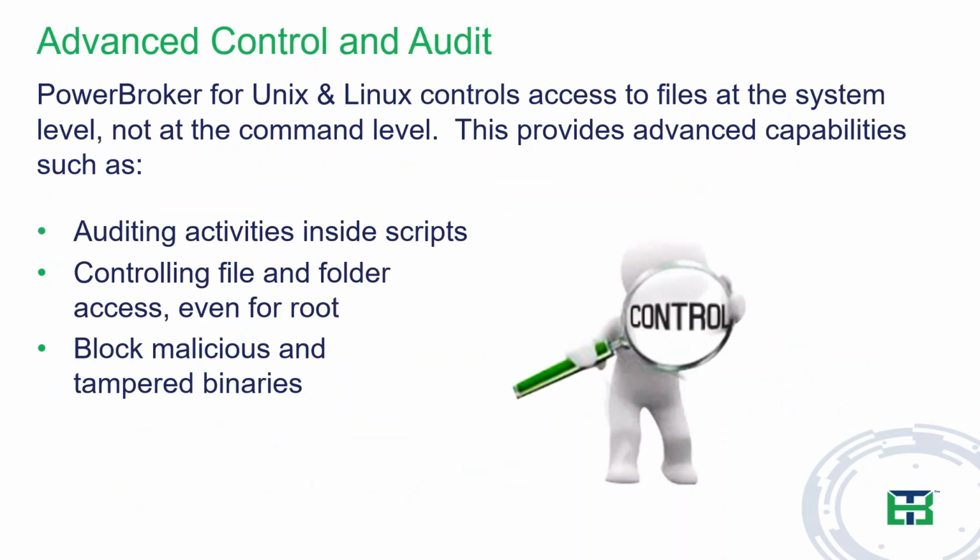One of those things is what we call advanced control and audit. These are just some high-level points, and this is probably what we're going to take a look at in a demo in just a minute. It gives you the ability to do things like auditing what happens inside of a script, or give somebody a root level session but still control what root can do, to stop an inside person who should have access to root from creating their own backdoors into the system.